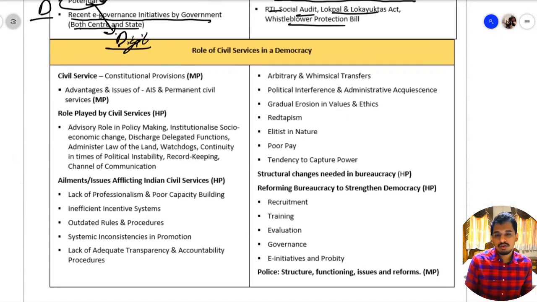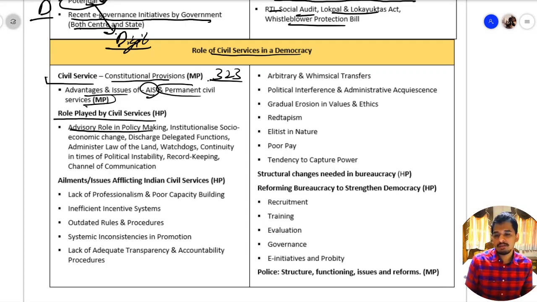Then we have the role of civil service in a democracy. Civil services, what are their constitutional provisions? Like we have Article 323, that should be known to us. Then we have advantages and issues. What are the advantages and issues of all India services and permanent civil services? Then the role played by civil services, that they play an advisory role in policy making, they act as a watchdog, they do record keeping, they act as a channel of communication. So these are their roles.